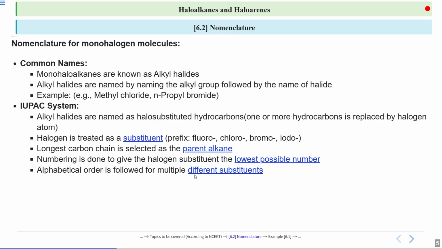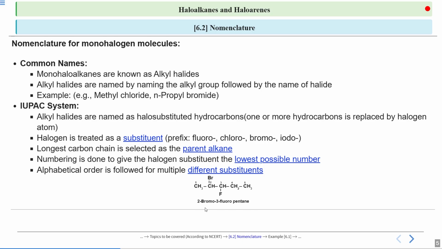Alphabetical order is followed for multiple different substituents. If you have more than one kind of halogen present in your structure, then you have to follow alphabetical order. For example, you have an alkyl halide where there are two halogens, fluoro and chloro. How can you write the name of that? You have to consider both halogens, so while writing the names of the substituents, fluoro and chloro, you follow alphabetical order. So chloro will come first in the name, then fluoro.